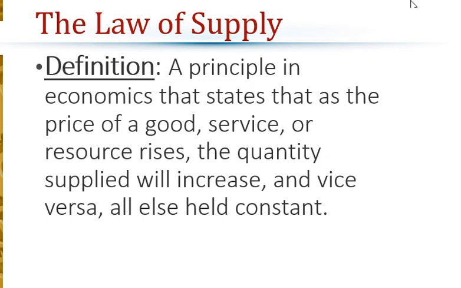So if you have resources and let's say you produce pizza and the price of pizza in the market goes up, you'll be more willing to sell pizza. If the price of pizza in the market goes down, then you're going to be less willing to supply pizza. So as the price increases, we are willing and able to sell more. If the price decreases, we're willing and able to sell less.